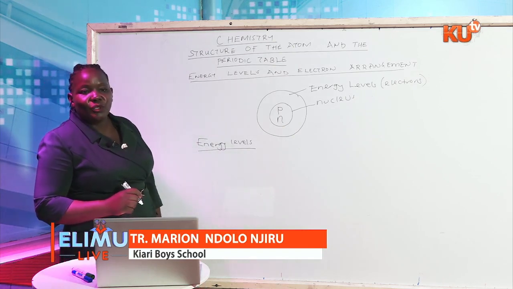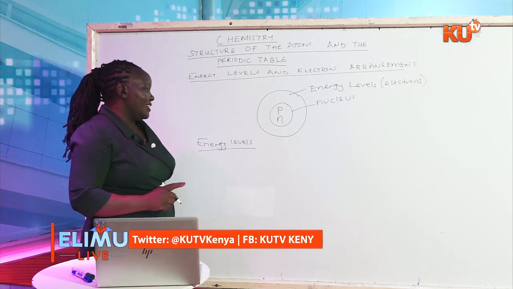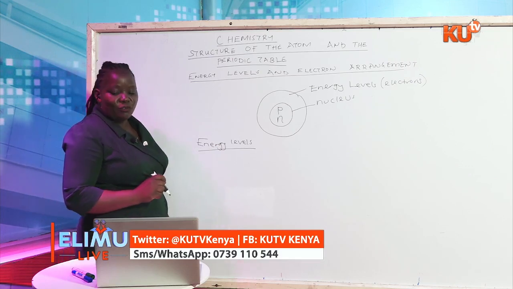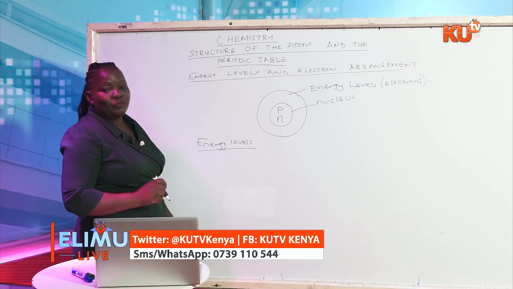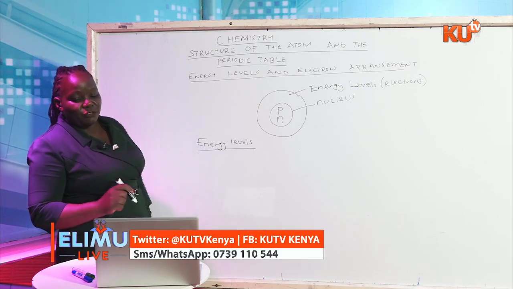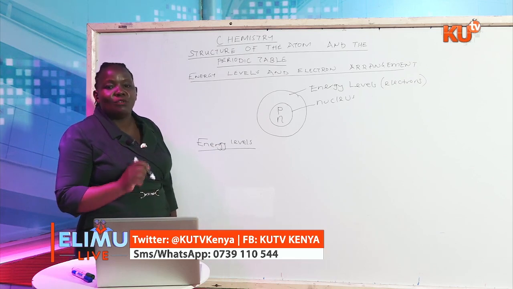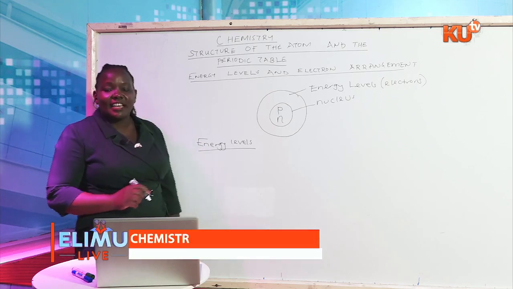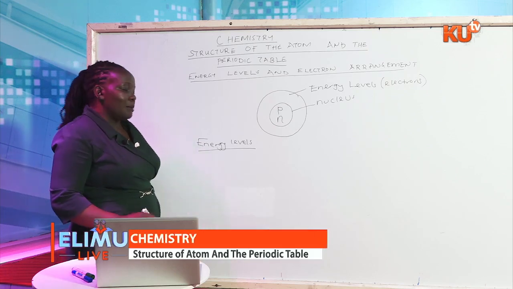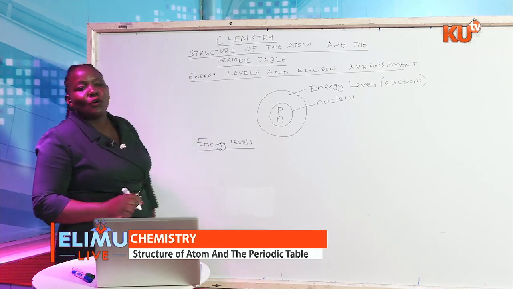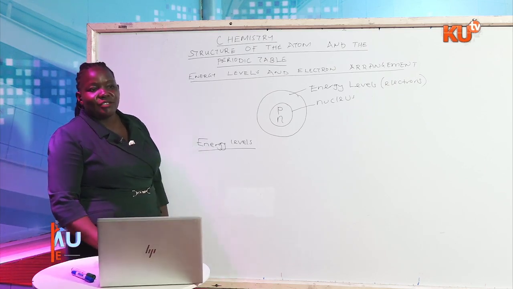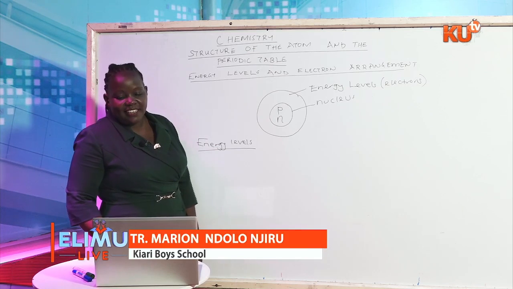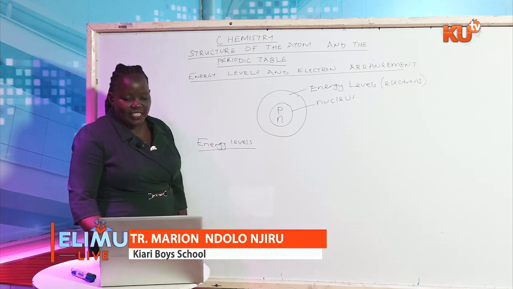The other thing that I want us to note about the energy level is that each energy level has a maximum number of electrons that it can carry. For example, energy level number 1 carries a maximum of 2 electrons. So the first energy level, the one that we have said is next to the nucleus, carries a maximum of 2 electrons.